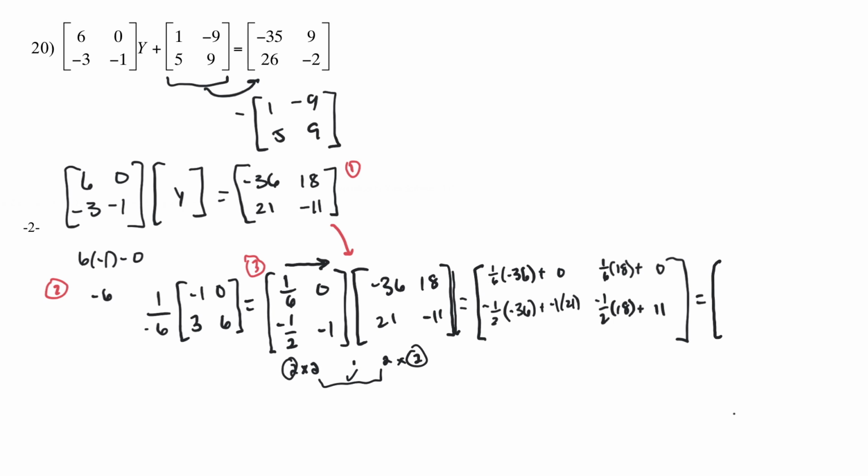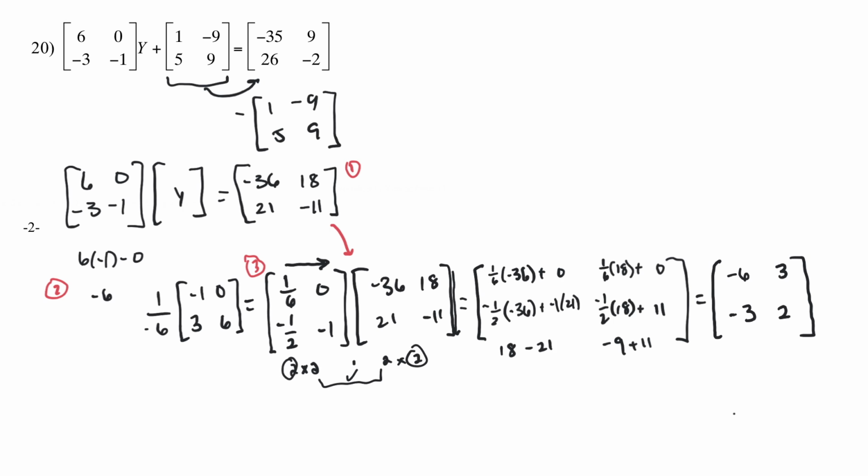1/6 times negative 36 is what? -6, that's right. Thank you guys for participating. And then 18 divided by 6 is going to be 3. Half of 36, let's see, that's going to be positive 18 minus 21, so we get -3. And this is going to be -9 plus 11, so we're going to get 2.